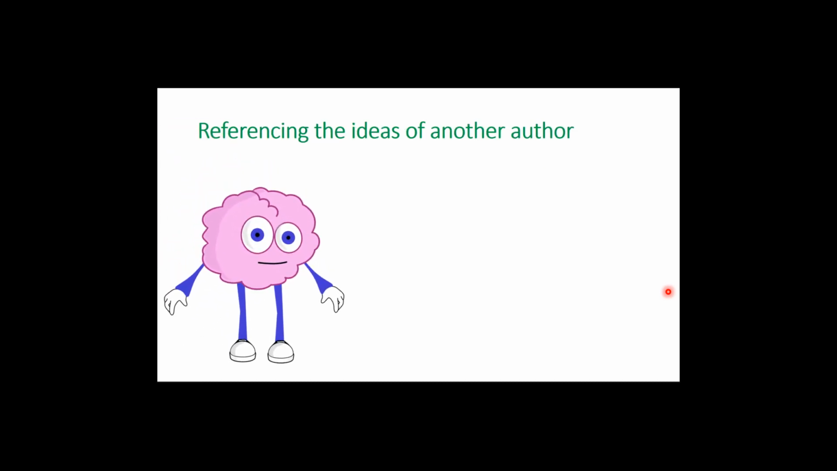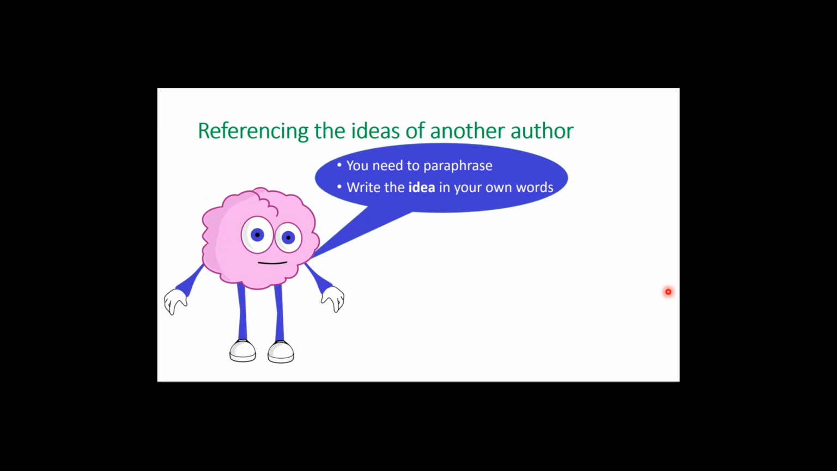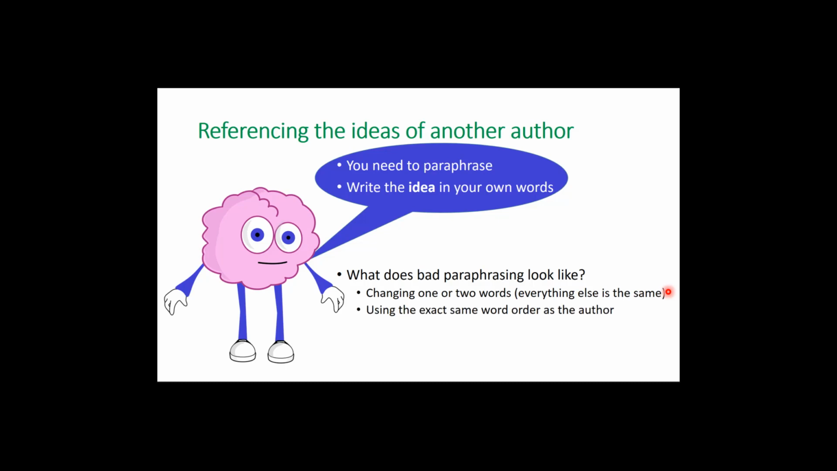Next, how do we reference the ideas of another author? Well, the easiest way to do this is to paraphrase, which means putting the idea in your own words. It's important to know what bad paraphrasing looks like, which we'll also deal with more in another session. But it's when you change only one or two words, but everything else is the same, or you use the exact same word order as the author, or you don't cite the original author at all. These are all forms of bad paraphrasing.